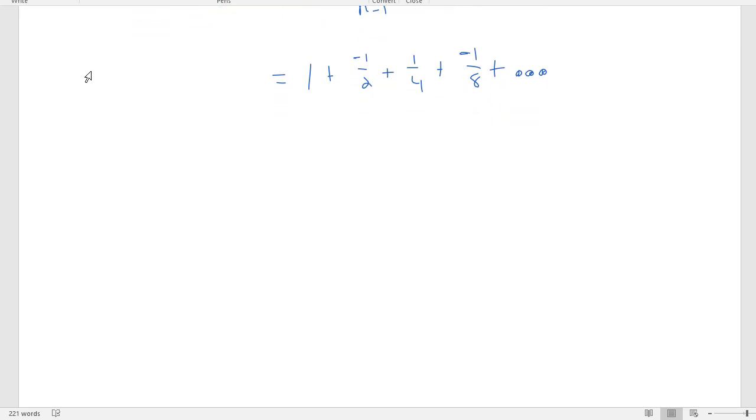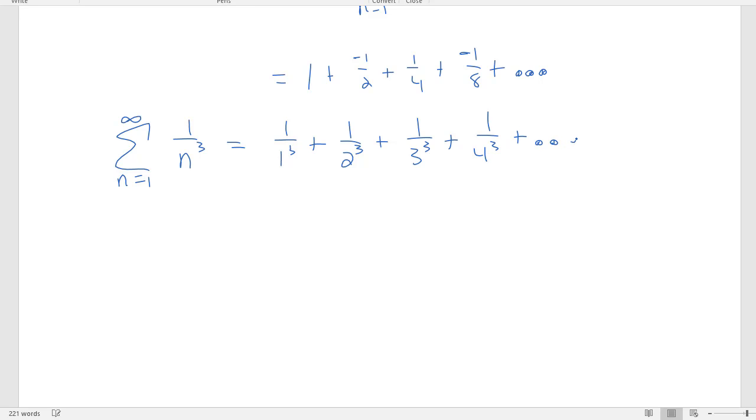Let's say we also have the series, the sum of 1 over n cubed. This is going to be a little easier to look at as we explore. This would be 1 over 1 cubed plus 1 over 2 cubed plus 1 over 3 cubed plus 1 over 4 cubed, and so on and so forth. So our question here is, does this series converge or diverge?